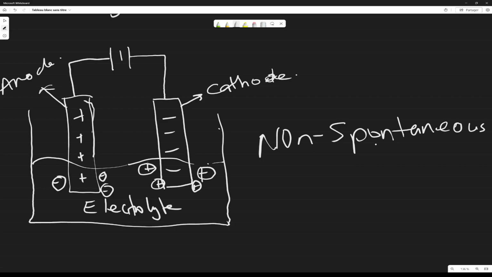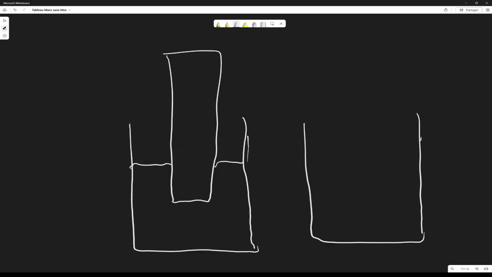This is not what we normally look at in CAPE. In CAPE, we normally look at what's called a galvanic cell, where we start with half cells. A half cell is usually described as a metal, for example, iron, right? So a metal suspended in a solution of its ions. That's usually what a half cell is described as. A metal suspended in a solution of its ions.